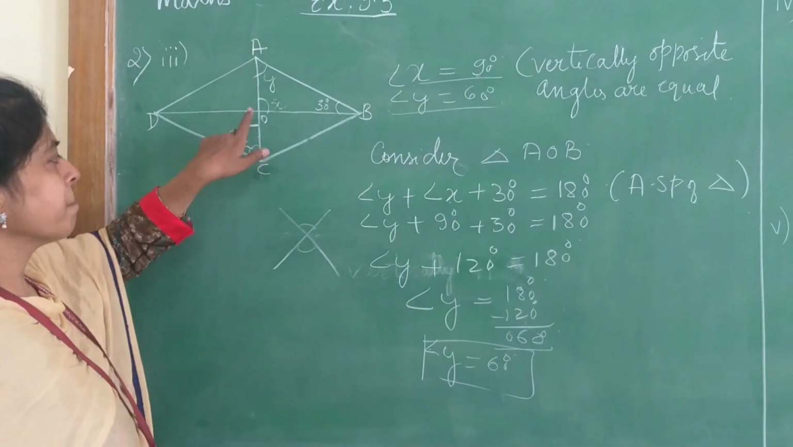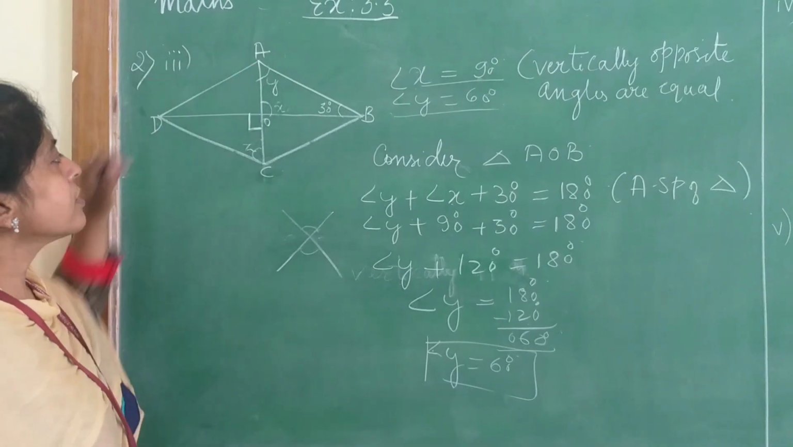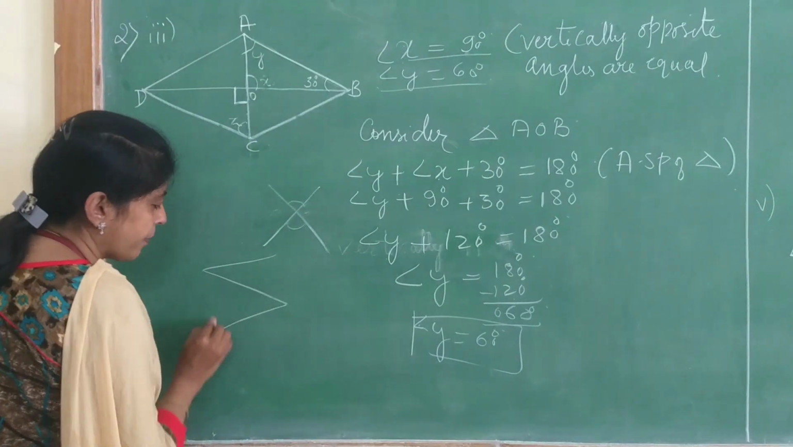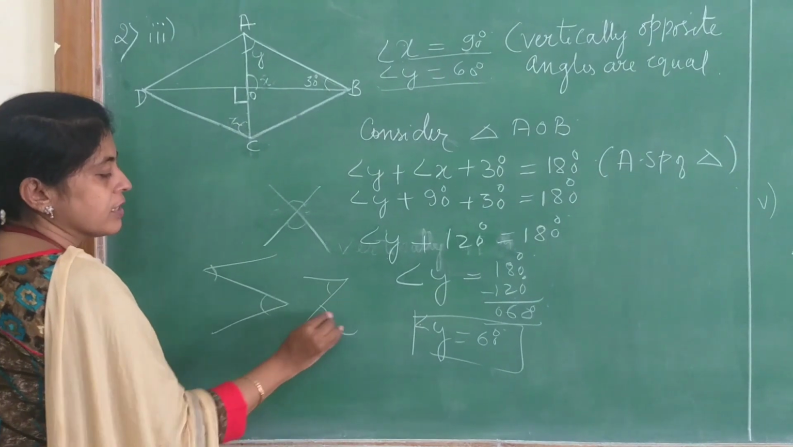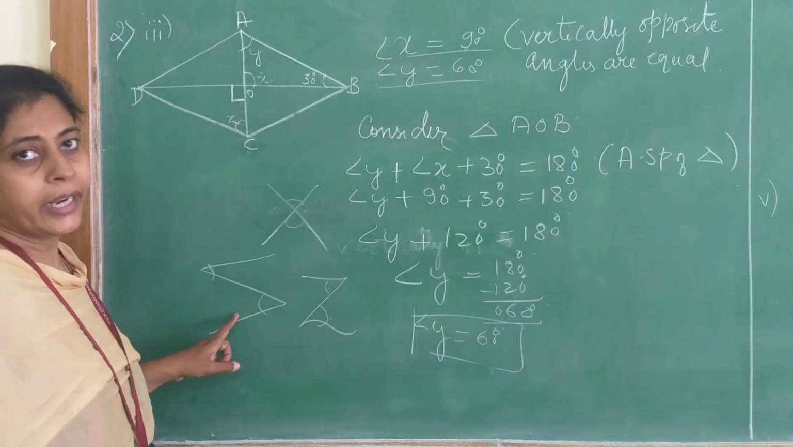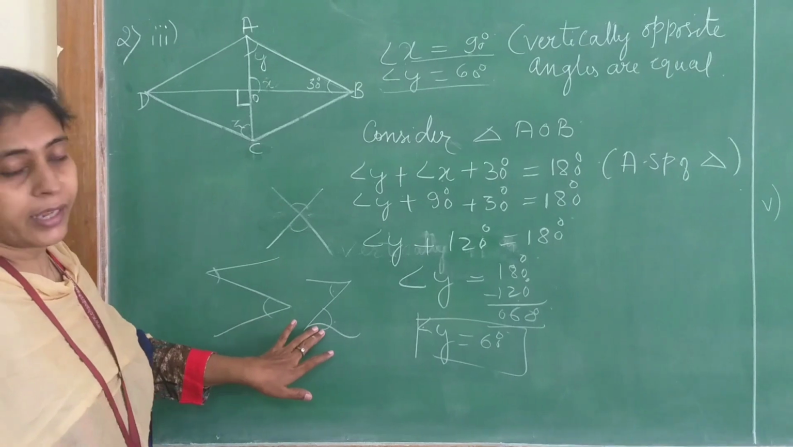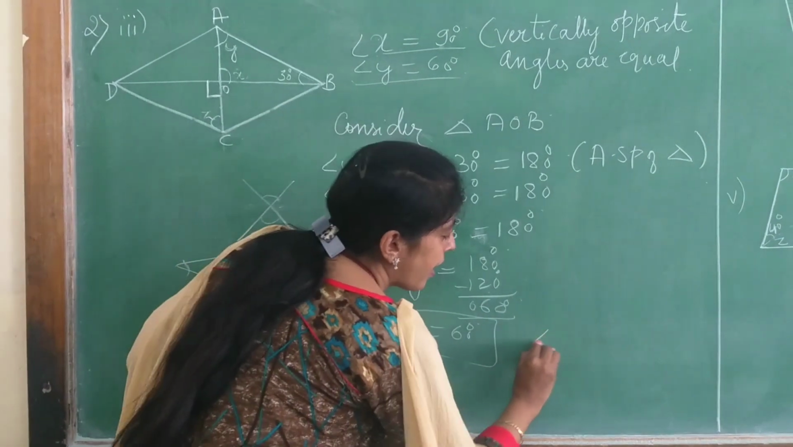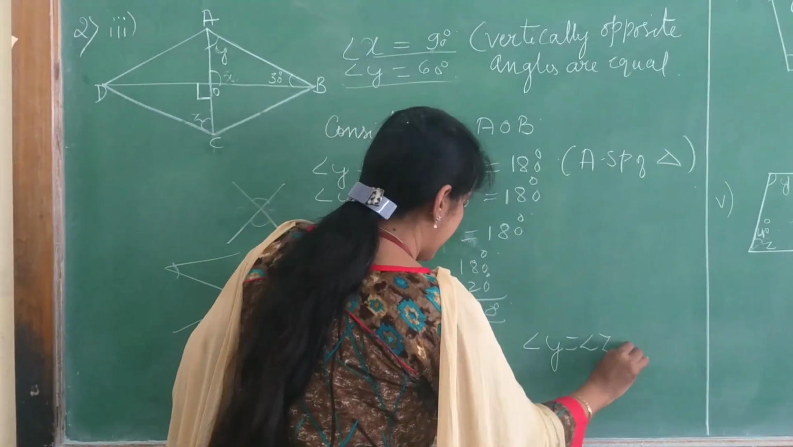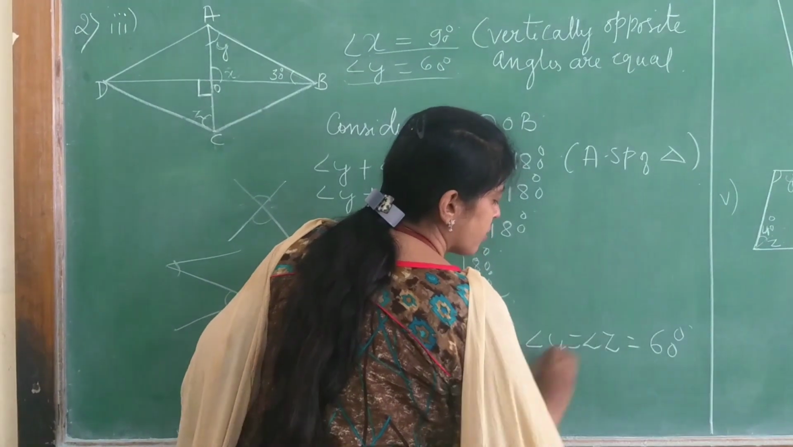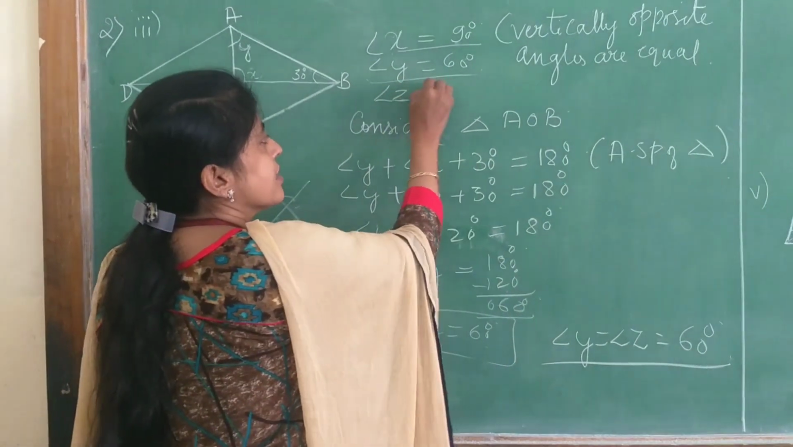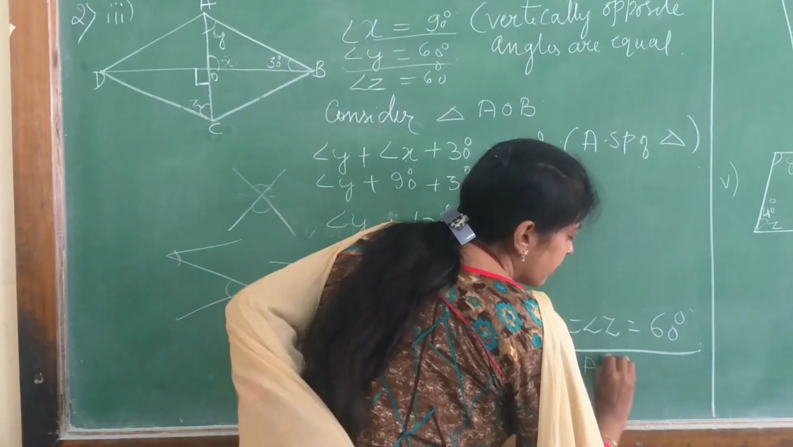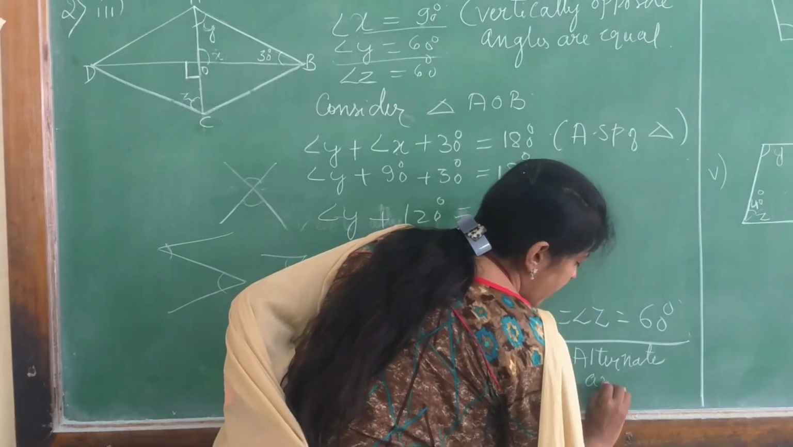Now we need to find the value of z. Once you know very well about the angles, that is, Z type of angles and S type of angles, this type of angles are said to be alternate angles. We always know that alternate angles are also equal. So therefore, y is equal to z. I can write that angle y is equal to angle z is equal to 60 degrees. So therefore, the value of angle z is equal to 60 degrees. This is on the basis of alternate angles are equal.